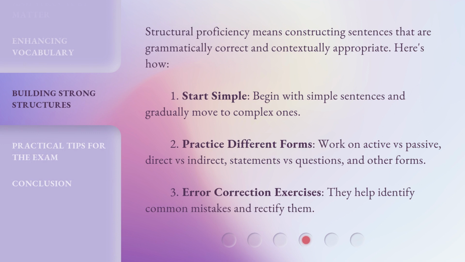Structural proficiency means constructing sentences that are grammatically correct and contextually appropriate. Here's how. 1. Start simple. Begin with simple sentences and gradually move to complex ones. 2. Practice different forms. Work on active versus passive, direct versus indirect, statements versus questions, and other forms. 3. Error correction exercises. They help identify common mistakes and rectify them.